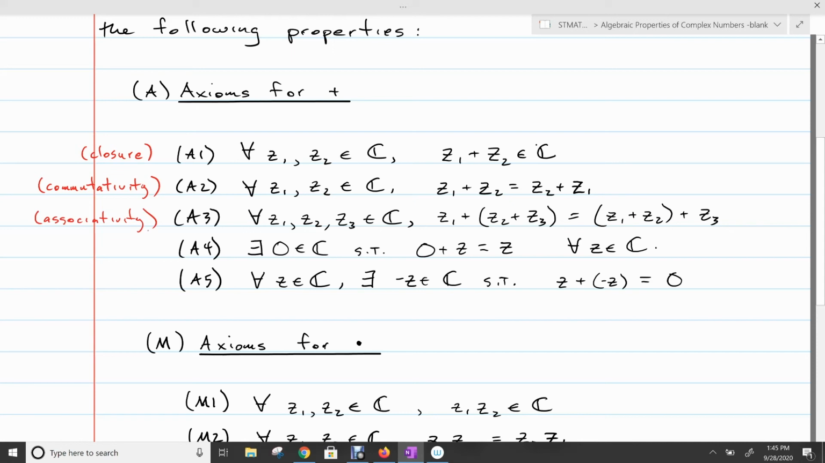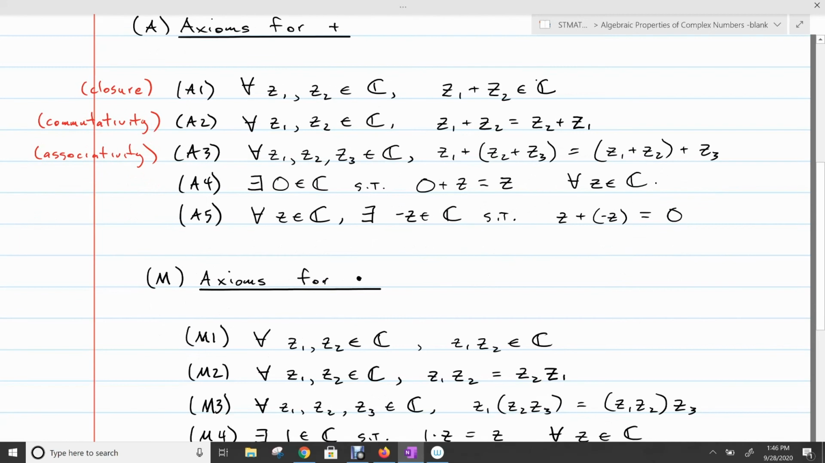The fourth property just says that there's this special element that we call 0, that when you add it to any complex number, you get back that same complex number. Of course, we do have a 0 in the complex numbers. It'll turn out to be the ordered pair 0, 0, which we can represent as 0 plus i times 0, and of course we just call it 0.